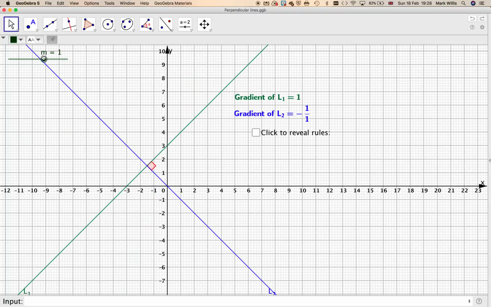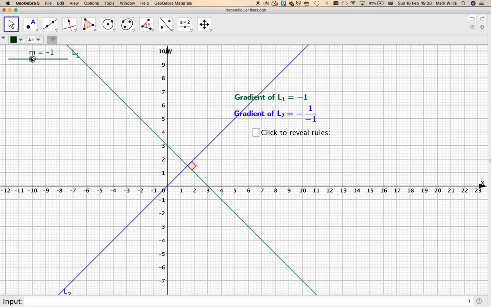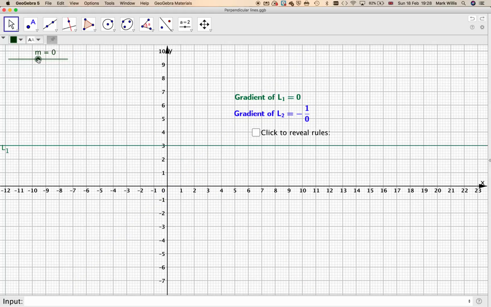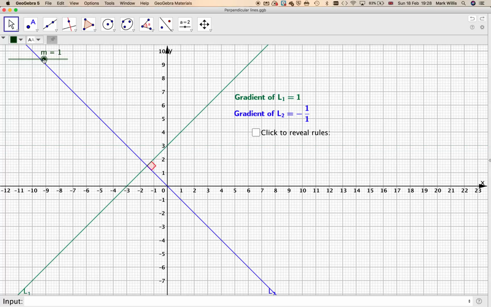This one as well. Even if we went this way, okay, this is now a positive gradient of positive 1/2. These minus signs will cancel out. This will be -2. If we multiply them together, we get -1, and that is a condition for perpendicular lines. Now you won't get -1 at this one because it's trying to do -1 divided by 0, which doesn't work out. It's infinite. It's going to be a vertical line.